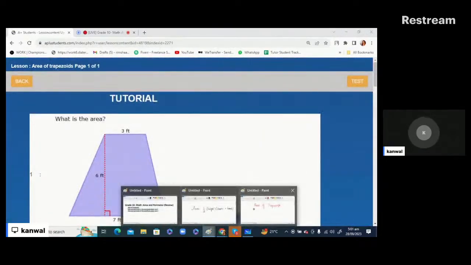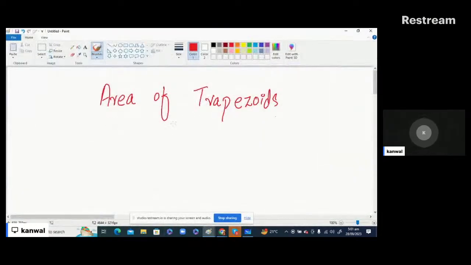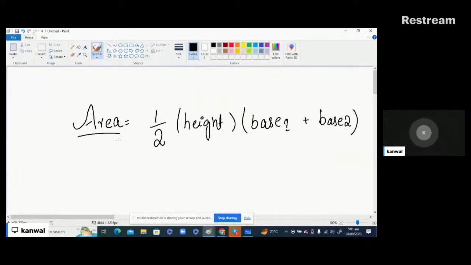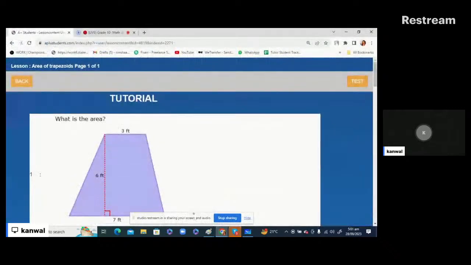First of all, let's check how we find the area of the trapezoid. There's a proper formula: area equals half times height, multiplied by base 1 plus base 2. Okay, let's do it first.